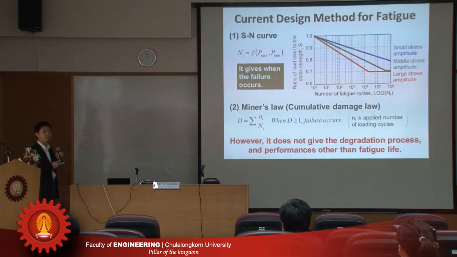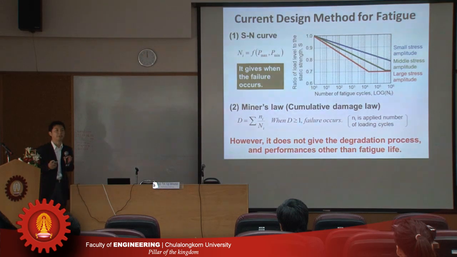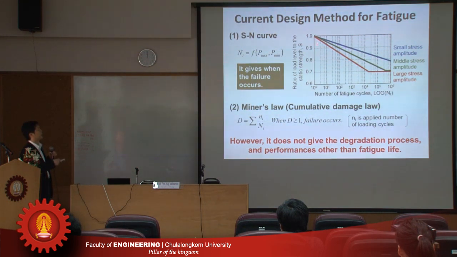The SN curve is the relationship between the applied stress level, this vertical axis, and the number of fatigue cycles when the failure happens. So by using this relationship, if the stress level is given based on the design load, we can specify the number of fatigue life cycles.